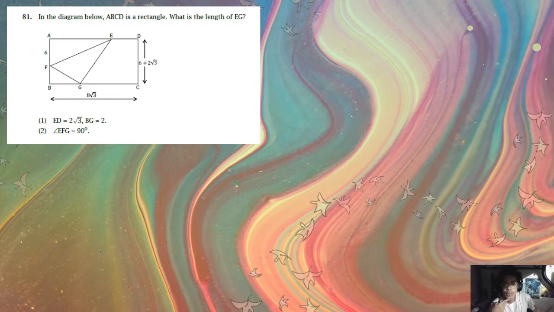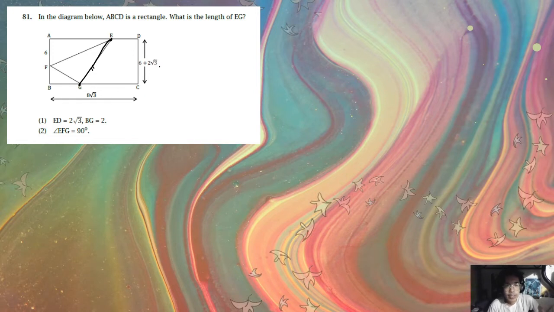We have quadrilaterals. For this problem, in the diagram below, ABCD is a rectangle. What is the length of EG? We have a triangle inscribed inside of a rectangle, and we need to find the measurement of this length from point G to point E, this line segment.